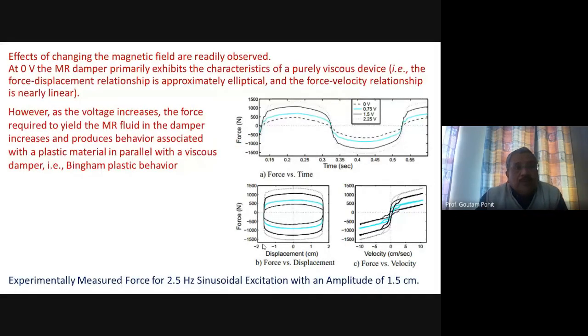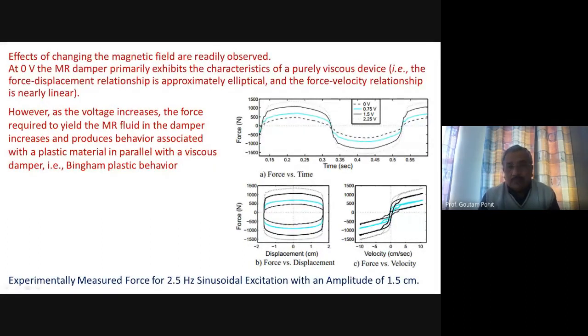Now, the effect of changing the magnetic field can be readily observed at 0 volt. When the voltage is 0, the MR damper primarily exhibits the characteristics of a purely viscous device. That means a passive damper, just like a passive damper. That is, the force displacement relationship is approximately elliptical, and the force velocity relationship is nearly linear. Now here are the results shown. See, this is the force versus time response they have shown. This is the force versus displacement. This is the force versus velocity.